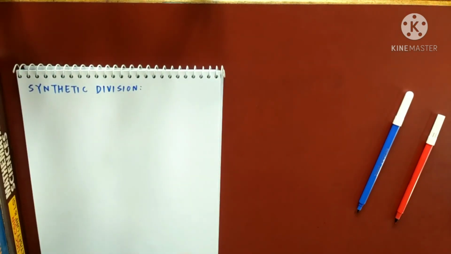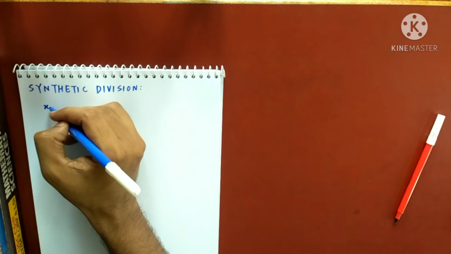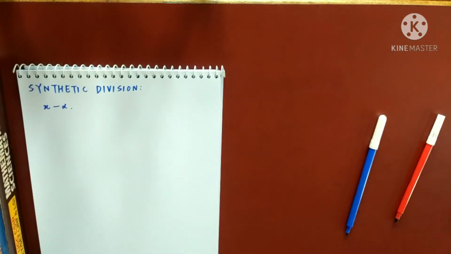So what exactly is synthetic division? It will tell you a way how to find the quotient when you are dividing by a linear polynomial. Again, remember, synthetic division only holds for linear polynomials, that means when you are dividing by polynomials of the form x minus alpha. Otherwise, it will not hold. The synthetic division will give you a very simple way of finding the quotient directly, without going into the long division method in detail.